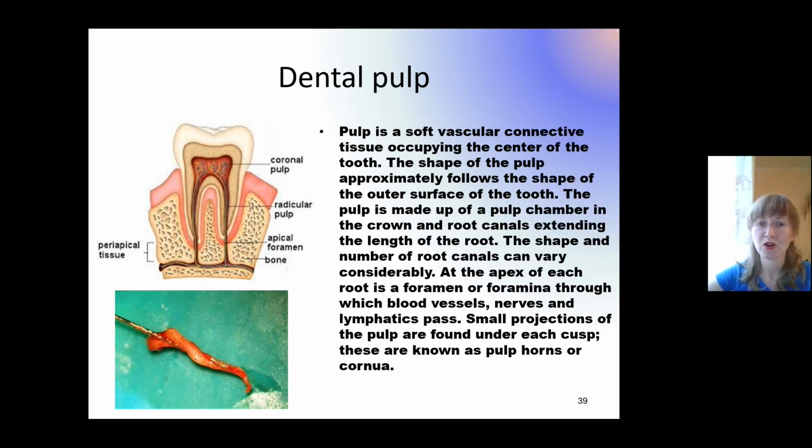Dental pulp. It is soft, vascular, connective tissue occupying the center of the tooth. The shape of the pulp approximately follows the shape of the outer surface of the tooth. The pulp is made up of a pulp chamber in the crown and root canals, extending the length of the root. The shape and number of root canals can vary considerably. At the apex of each root is a foramen or foramina, through which blood vessels, nerves, and lymphatics pass. Small projections of the pulp are found under each cusp. These are known as pulp horns or cornua.